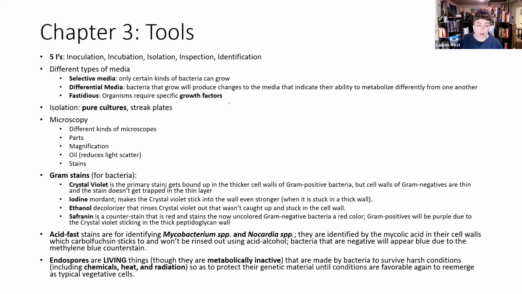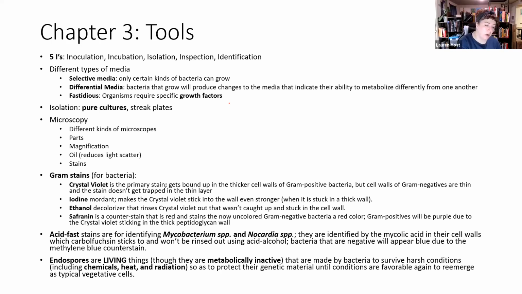On the contrary, we have mannitol salts agar. Mannitol salts agar is a very salty agar, as the name suggests. And not a lot of organisms can grow on that salty of an agar. Things that can, however, are things that can grow on your skin, like Staphylococcus aureus, or Staphylococcus epidermidis. These organisms are pretty hardy and can survive in high salt environments. The other things can't. So that helps grow certain things and eliminate others.